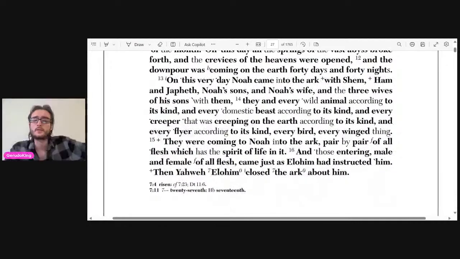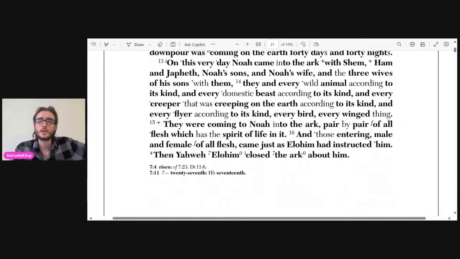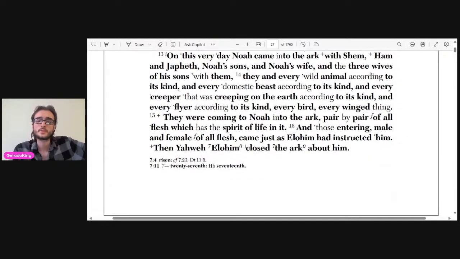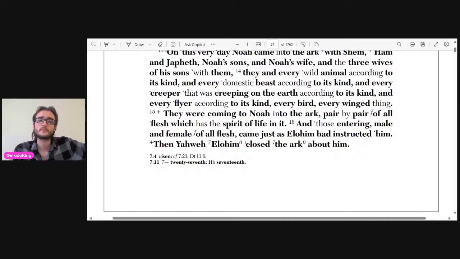On this very day, Noah came into the ark with Shem, Ham, and Japheth, Noah's sons and Noah's wife, and the 3 wives of his sons with them. They and every wild animal according to its kind, and every domestic beast according to its kind, and every creeper that was creeping on the earth according to its kind, and every flyer according to its kind, every bird, every winged thing.